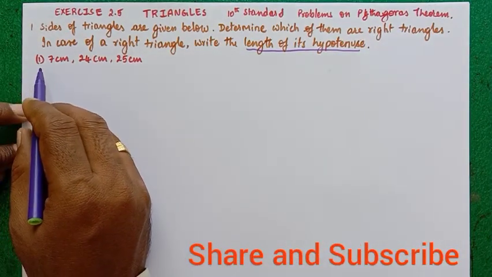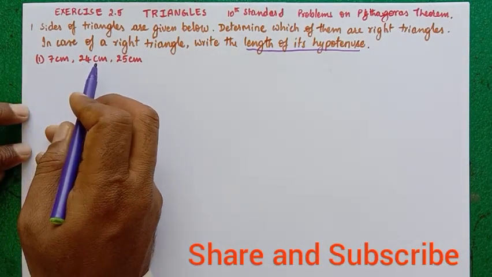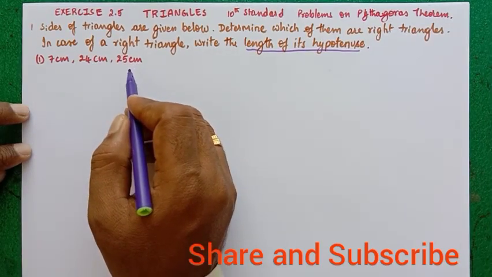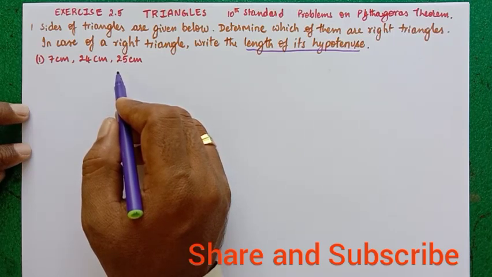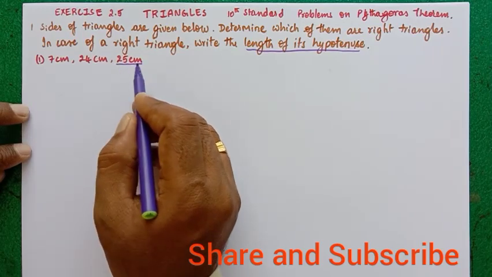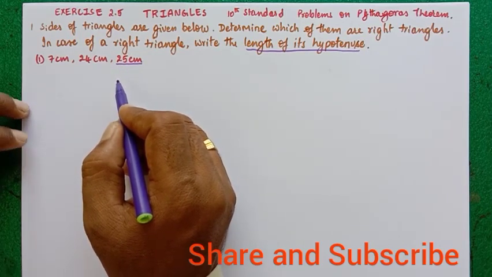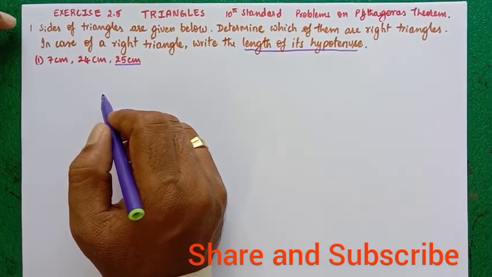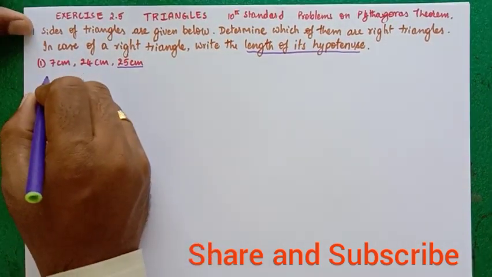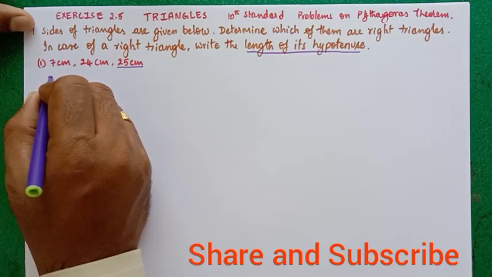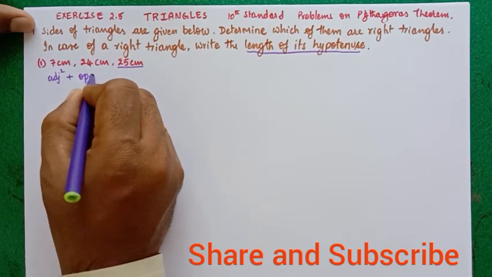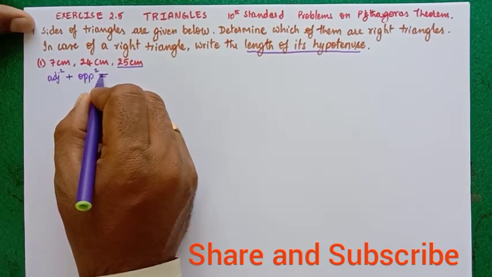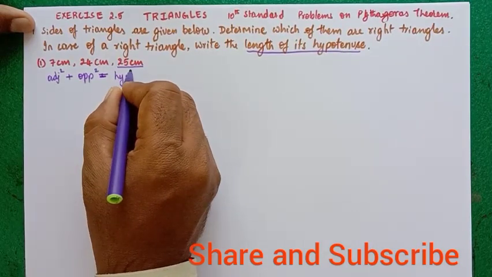The first problem is 7 centimeter, 24 centimeter and 25 centimeter. We all are familiar with the properties of the right angled triangle. In that case, the longest side will be the hypotenuse. The longest side will be the hypotenuse. So, here adjacent side square plus opposite side square is equal to hypotenuse side square.